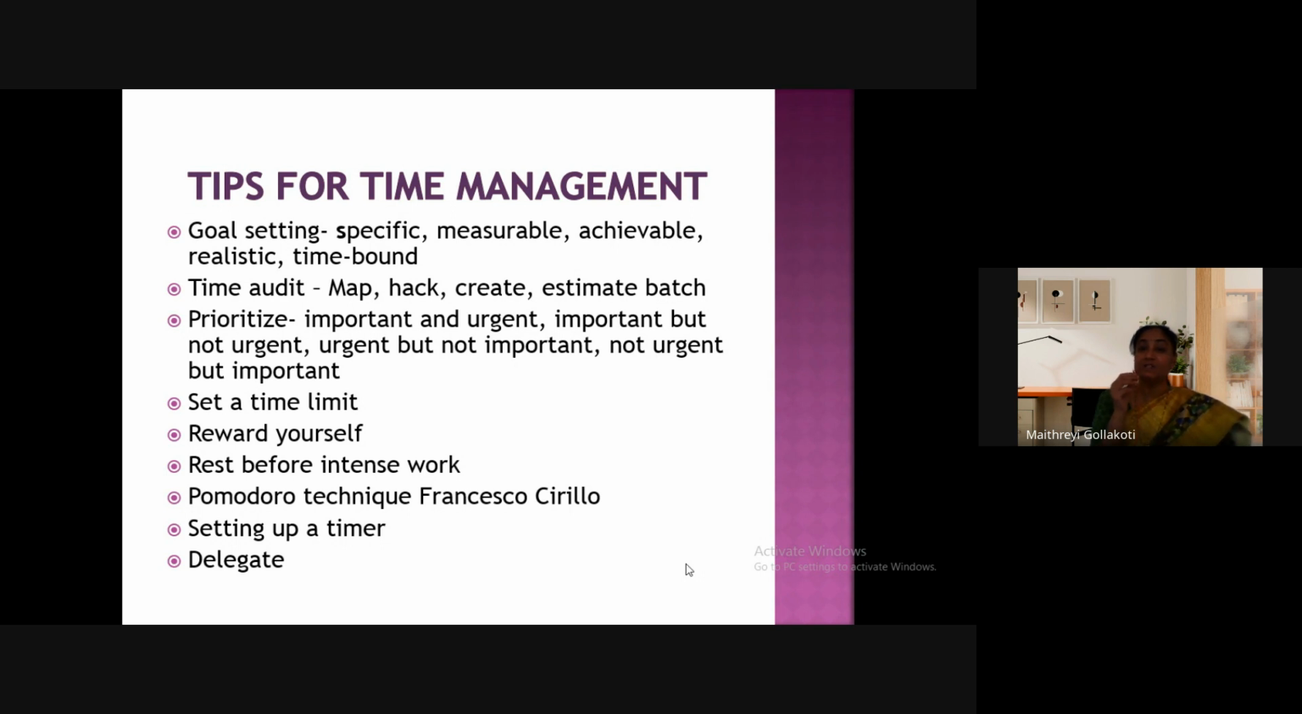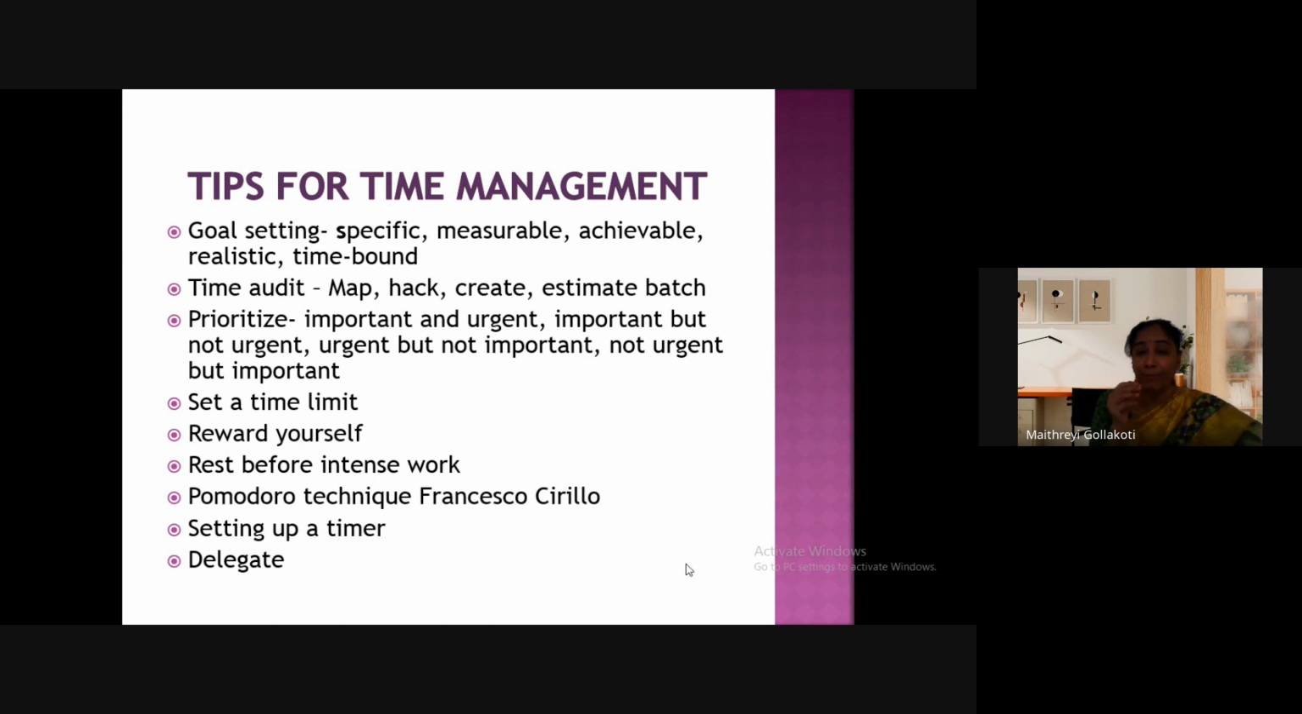Okay. And next, prioritize your tasks. This is also very important. Whenever you have tasks, you put them in 4 slots. Whichever slot they belong to, you put them in that slot. Isn't it? See, the first slot is important and urgent. The second slot is important but not urgent. The third one is urgent but not important. And the fourth one is neither urgent nor important.